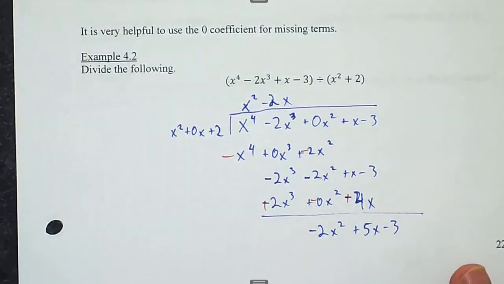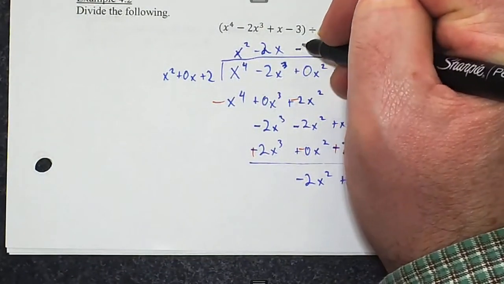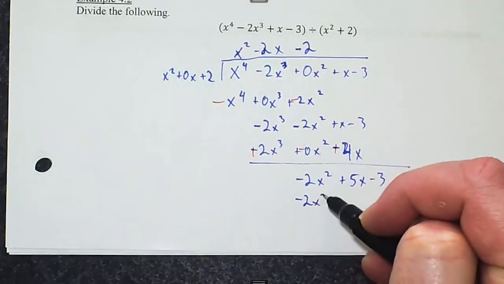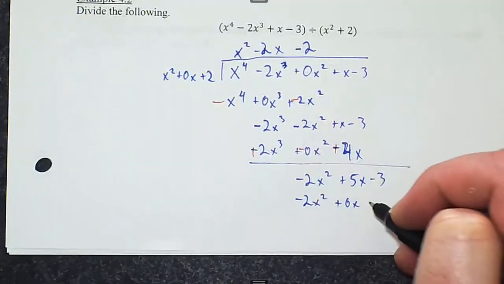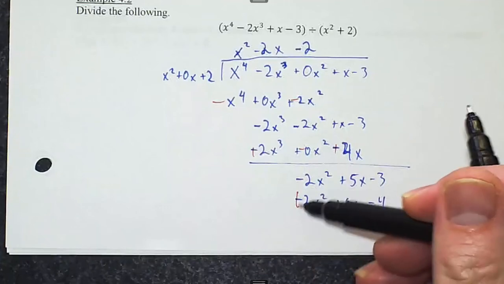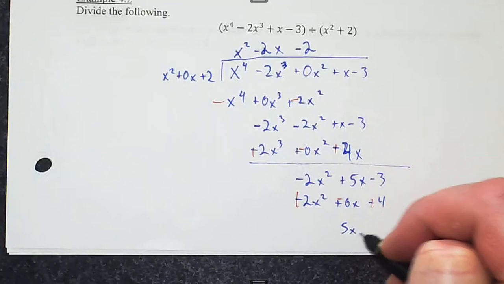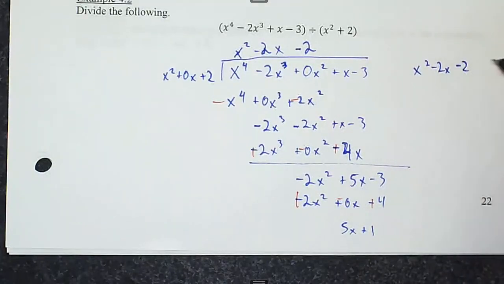All right, last stage, we can divide negative 2x squared by x squared and get a constant of negative 2. Negative 2 times x squared is a negative 2x squared. Negative 2 times 0x is 0x. Negative 2 times 2 is a negative 4. But we know we changed the signs. So it ends up being 5x plus 1. So our final answer is x squared minus 2x minus 2 plus 5x plus 1 over x squared plus 2.